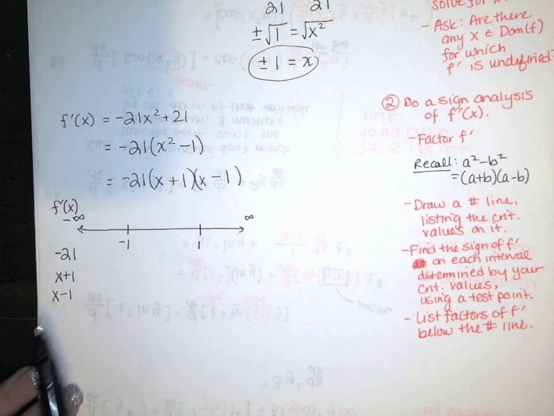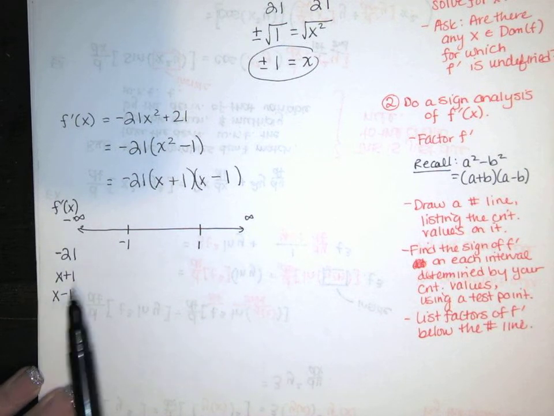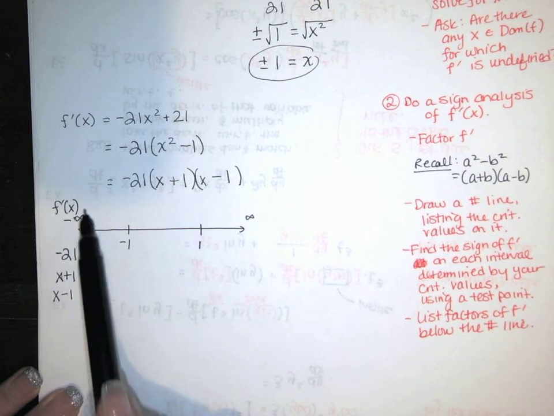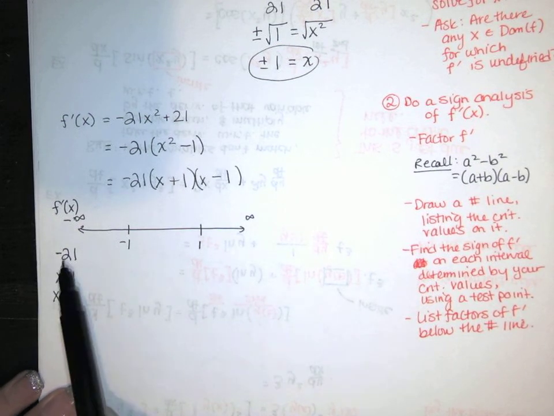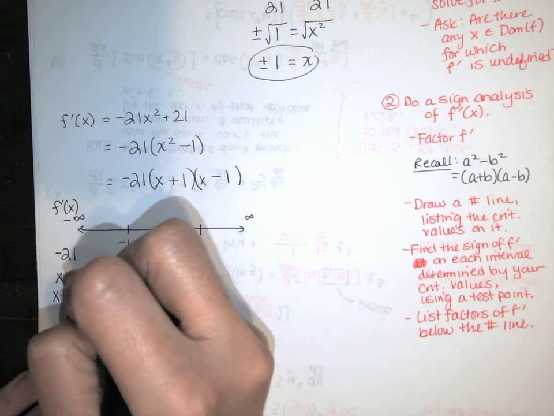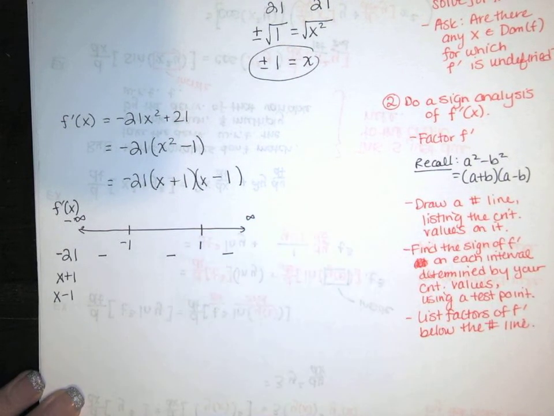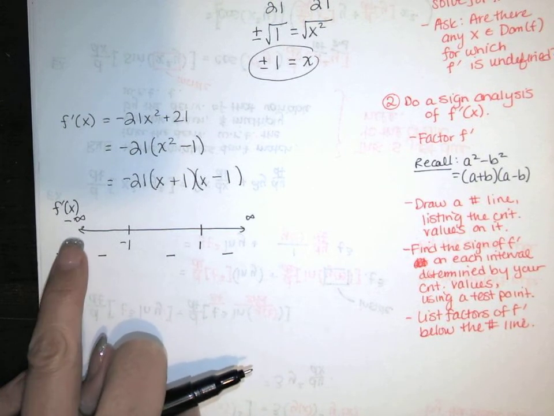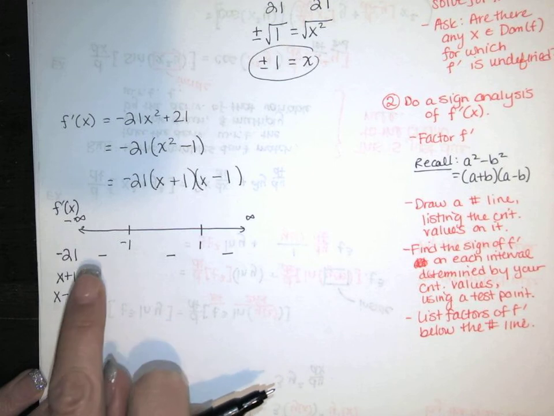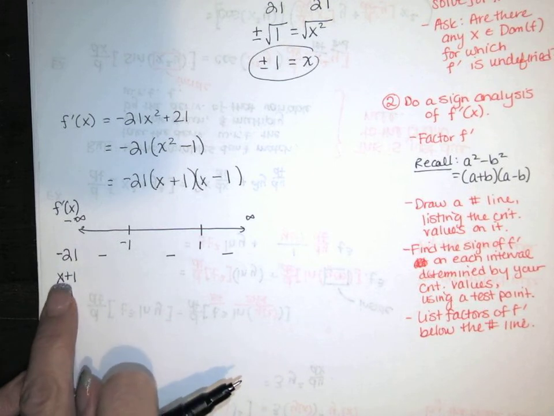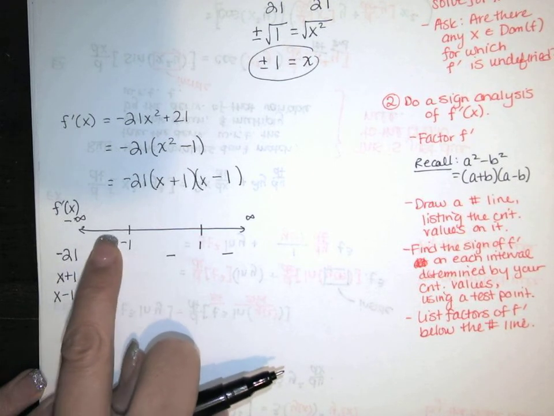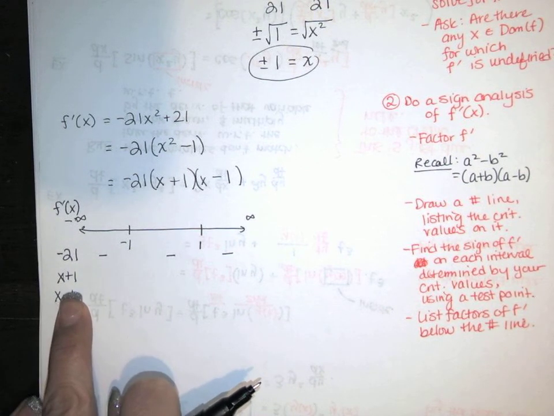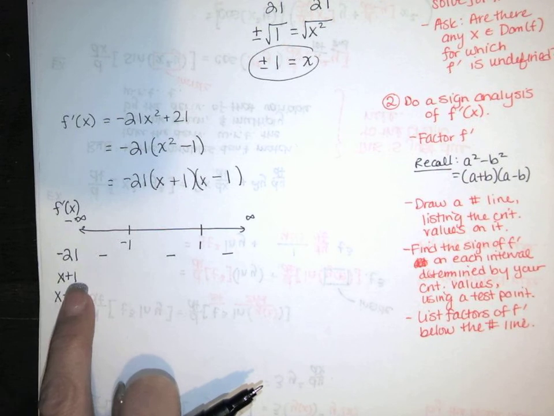Okay, so anyway, we're trying to find the sign of each of these 3 factors on each of these 3 intervals, and these are intervals of x values, and then we're just going to multiply the signs of the factors together to get the sign of f prime. -21 is negative no matter what x is, so I'll just put negative signs there, there, and there. And then x plus 1 on the interval from -infinity to -1. Well, if I want to figure out the sign of x plus 1, I just pick out an x value on this interval from -infinity to -1, and I plug it in here.